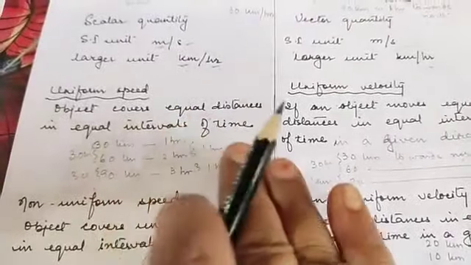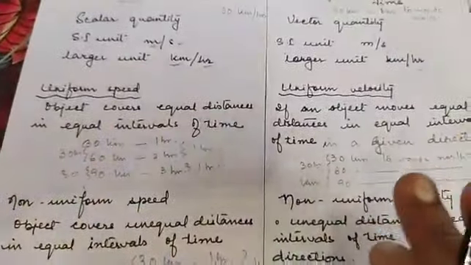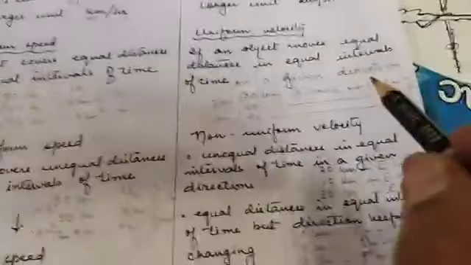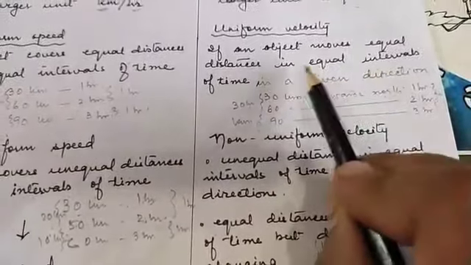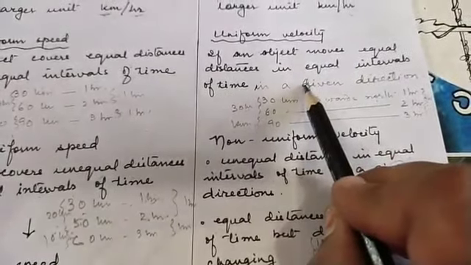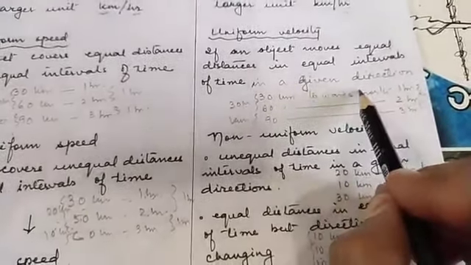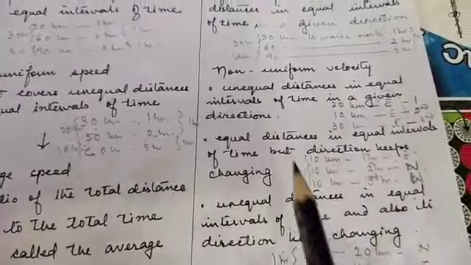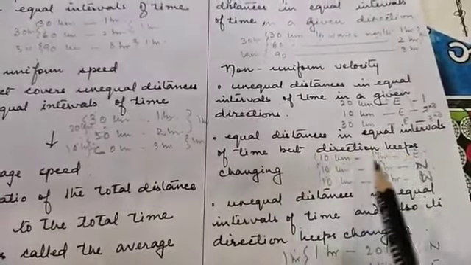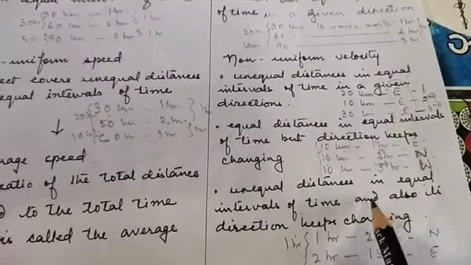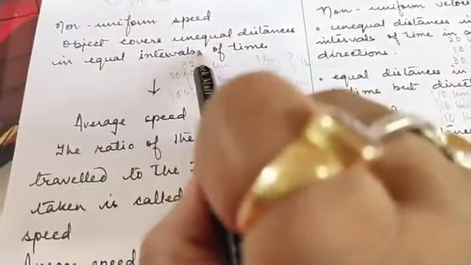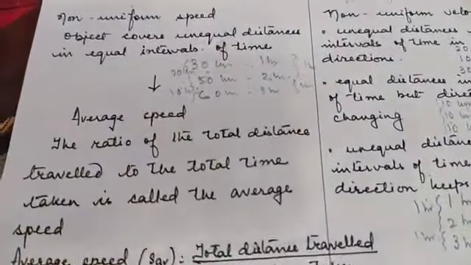Speed can be uniform speed and non-uniform speed. If equal distance in equal interval of time, uniform speed. If unequal distance in equal interval of time, then it is non-uniform speed. Uniform velocity is equal distance in equal interval of time in a given direction. Non-uniform is unequal distance in equal interval of time in a given direction, or equal distance in equal interval of time but the direction keeps changing, or unequal distance in equal interval of time and also the direction keeps changing. And when we have non-uniform speed, we need to calculate average speed.